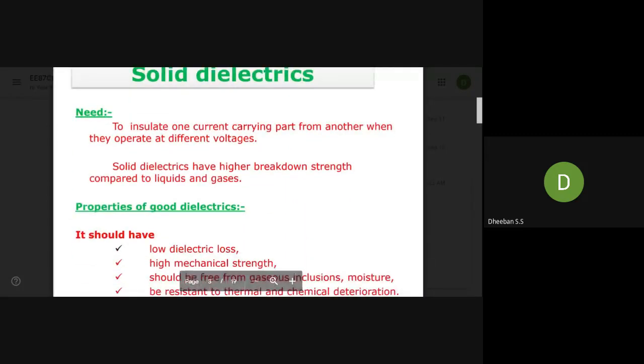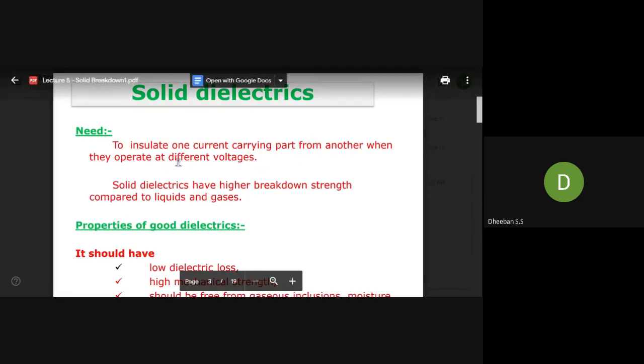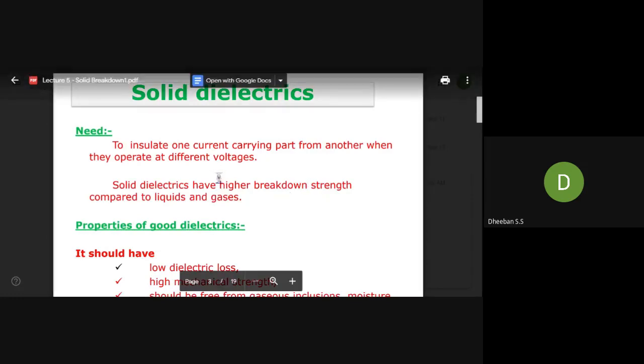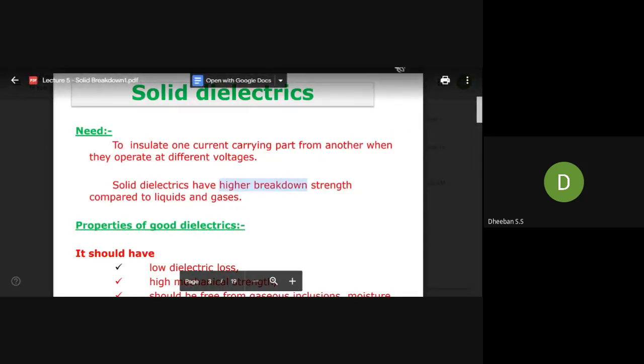You have to know what is the need for the dielectric strength in a solid medium. Why is it needed? To insulate one current carrying part from another when they operate at different voltages. Solid dielectrics have different breakdown strengths, and the breakdown strength is very high. Why I am saying this, you will understand as we move on.